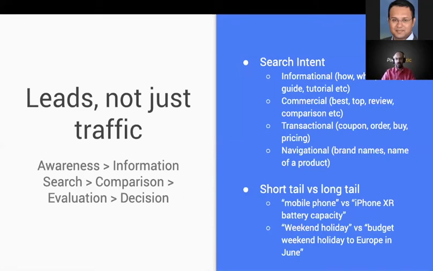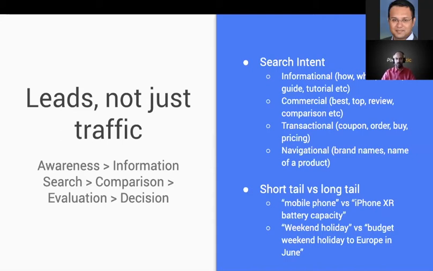Short tail keywords are essentially keywords that are associated with general search, and long tail keywords are associated with something specific that the user is looking for. So a short tail keyword would be a mobile phone. A long tail keyword would be specific, for example, an iPhone X battery capacity. So somebody is looking for information on the battery capacity of an iPhone 10, right? So it's very specific compared to a mobile phone.